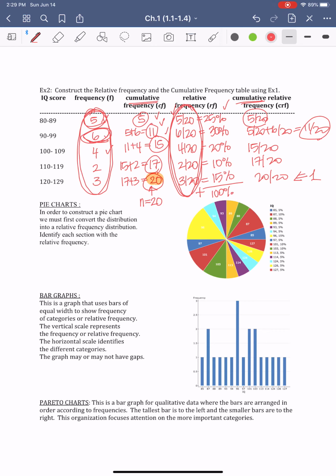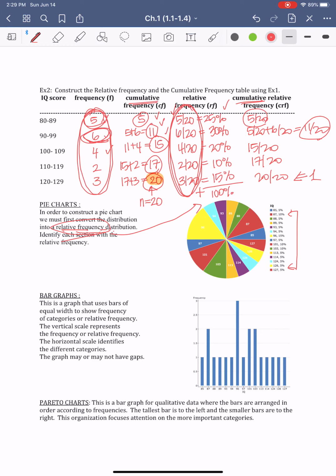In order to construct a pie chart, you must first convert the distribution into a relative frequency distribution. Identify each section with the relative frequency. So a pie chart is giving you the relative frequency value. What was the relative frequency value? Percentage. So everything in here represents the percentage. Each piece represents a percentage. The whole pie represents 100%.